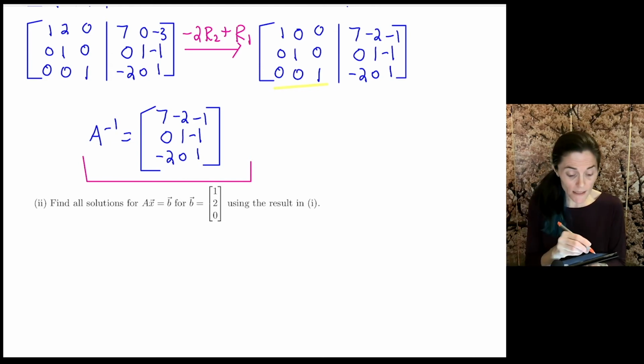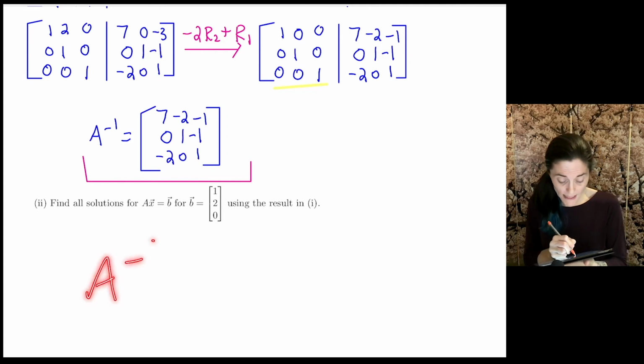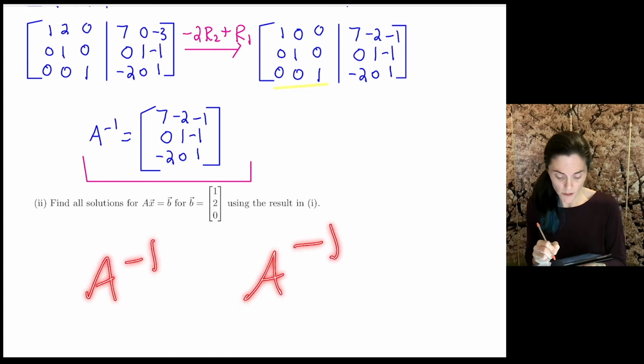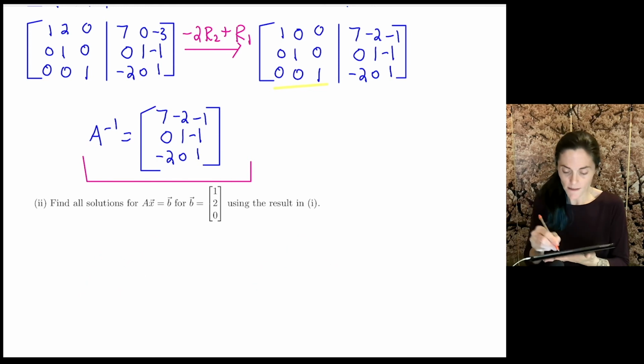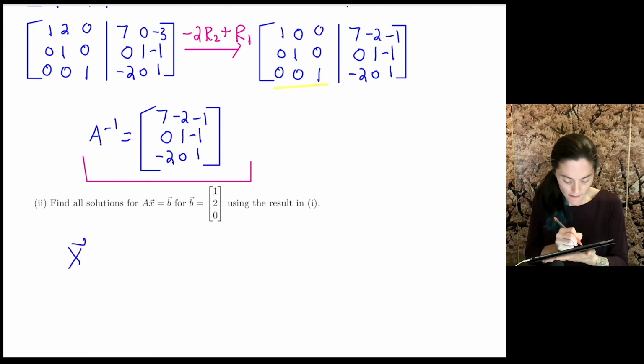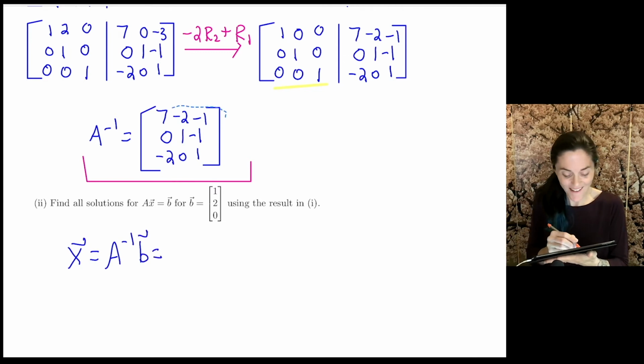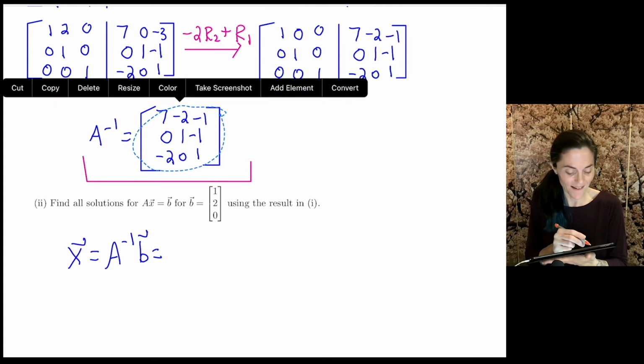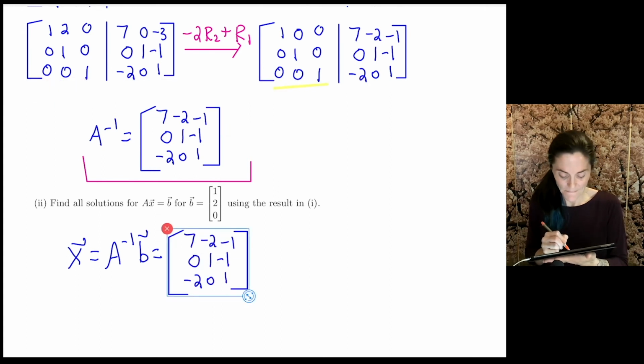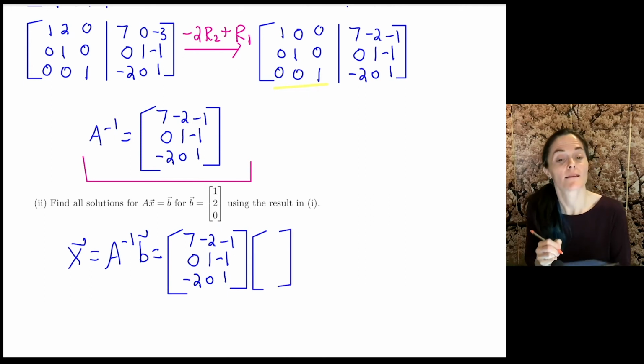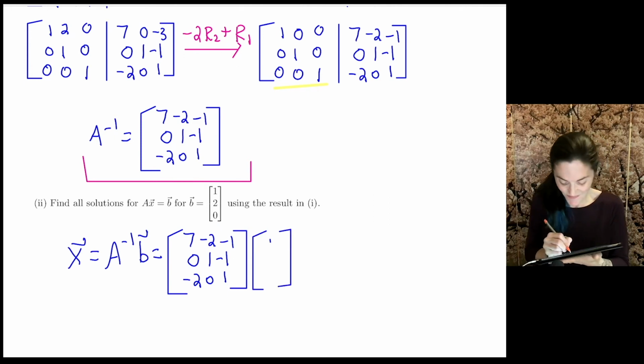In fact, how do we get the solution? Well, you can multiply on both sides of the equation by A inverse. And we will get, let's write it, that X is A inverse times vector B. So let's write this. We have calculated A inverse. It's right here. I want to take this matrix and multiply by 1, 2, 0.